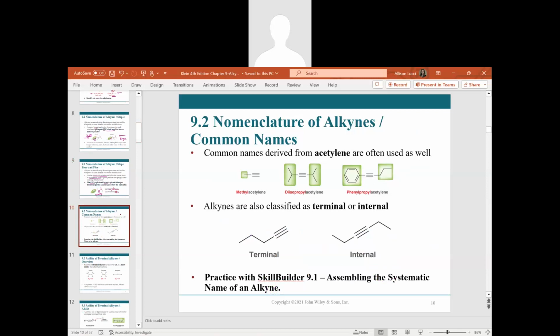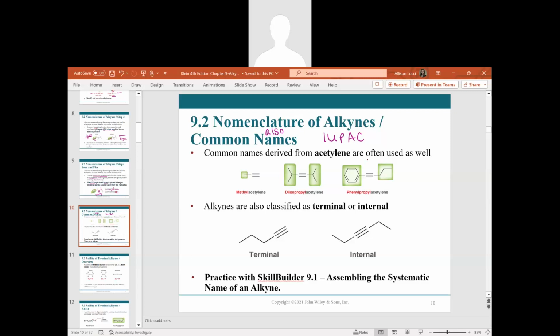In addition to our IUPAC nomenclature, we also have common names. You may need to identify both of these, IUPAC or common name, on exams and quizzes. So if common names are given here in the PowerPoints or in your textbook, you should know those. You're not expected to know anything that's not listed in your book.